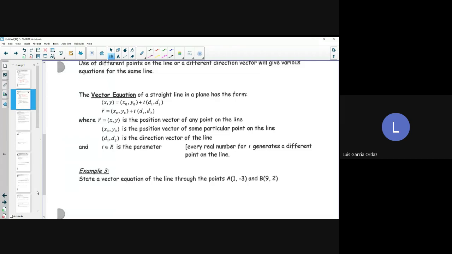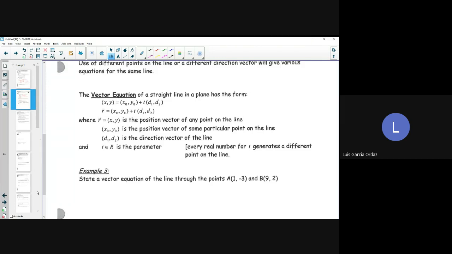Again, we can make a vector equation using any points on the line as long as we have P0. So (x0, y0) is the position vector of some particular point on the line. So x0 and y0 we always have to have in order to create a vector equation. (d1, d2) is the direction vector of the line, and t, an element of the real numbers, is the parameter. So t can be any real number.